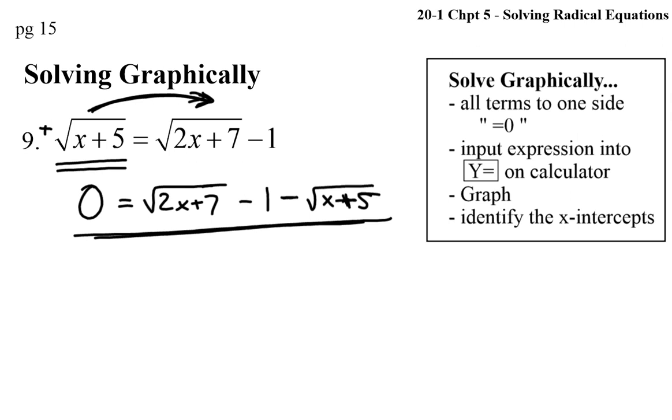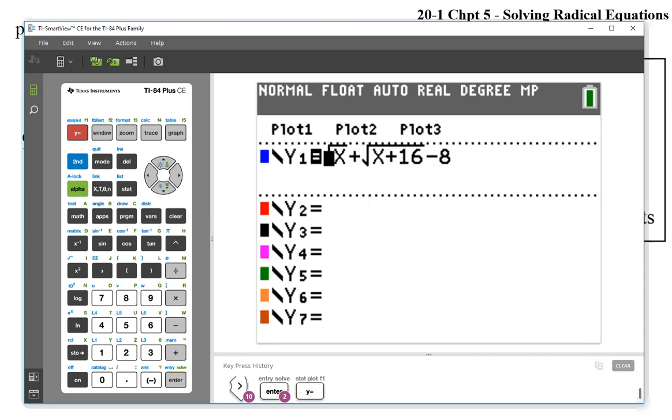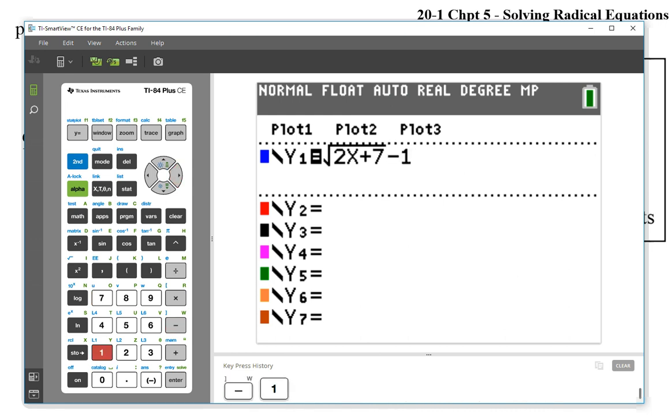So here I go. Let's see how I make out with this one. Maybe it won't take as long. Y equals. Clear that. Make sure you're in y equals. That's probably best. So here we go. I had root 2x plus 7. Leave the radical sign. Subtract 1. And then I subtracted the radical that I moved across the equal sign, x plus 5. Leave the radical sign. So root 2x plus 7, subtract 1, subtract root x plus 5.